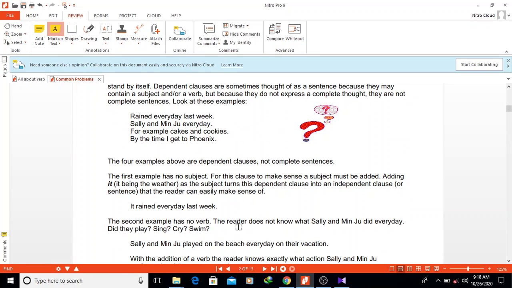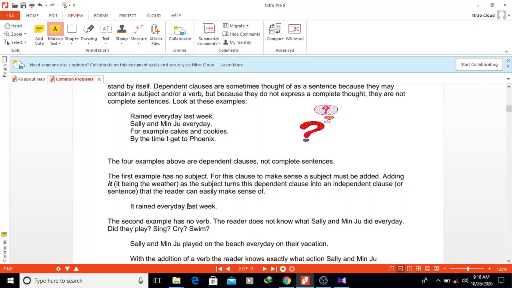Okay, so let's just take the first one. Rained every day last week. If in Indonesian, sudah jelas banget ya, hujan setiap hari, minggu lalu setiap hari hujan gitu kalau di bahasa Indonesia ya. But in English it's not complete because we have no subject here. So here you have to use it. So, it rained every day last week. It's a complete one.